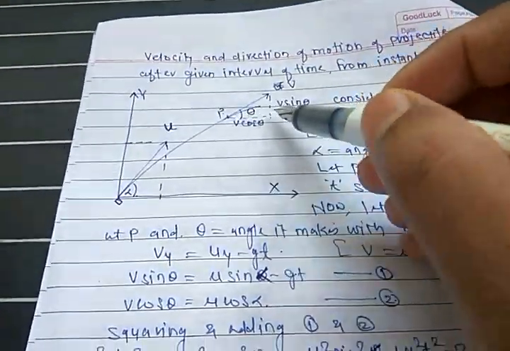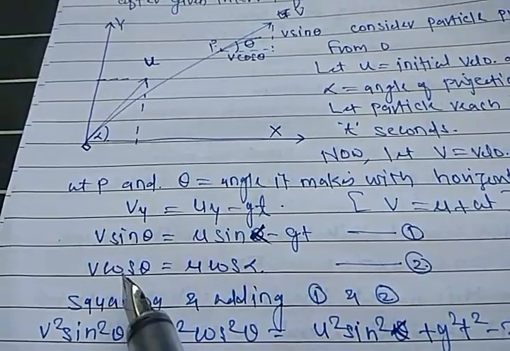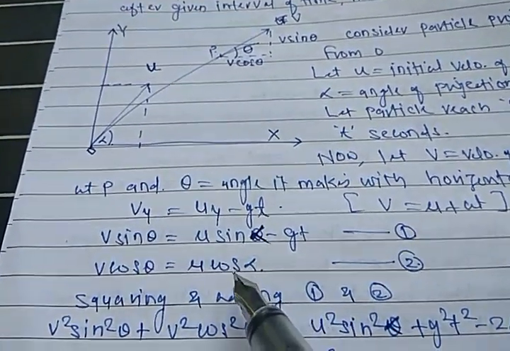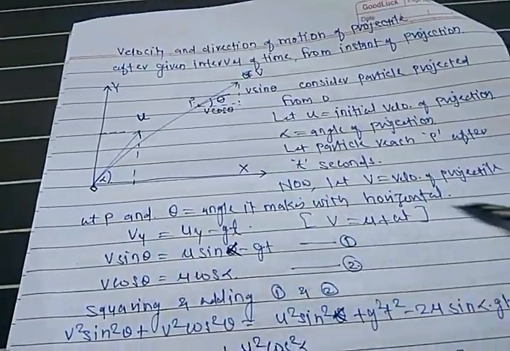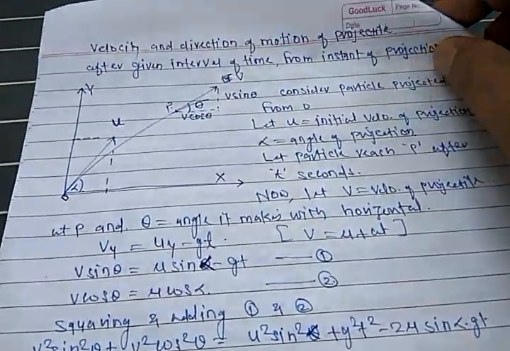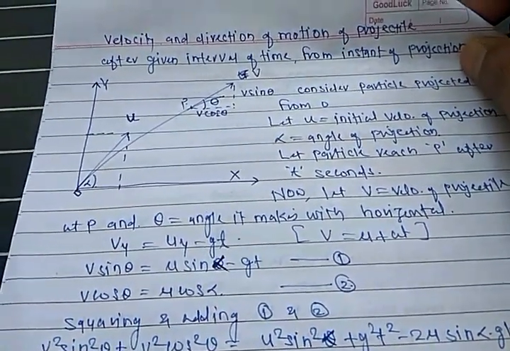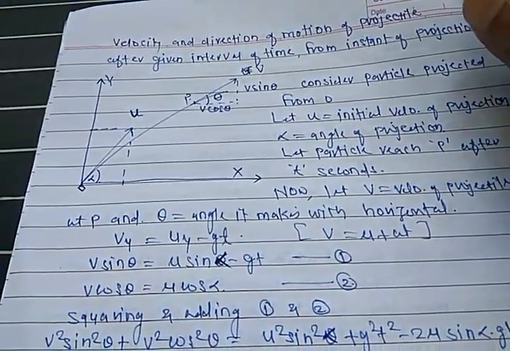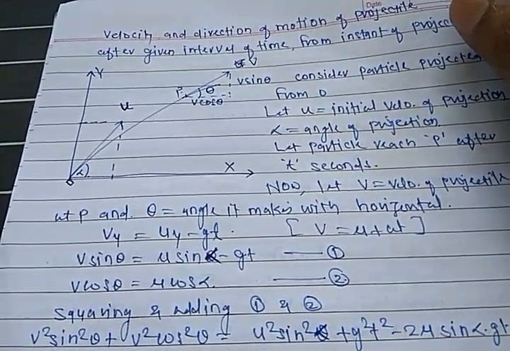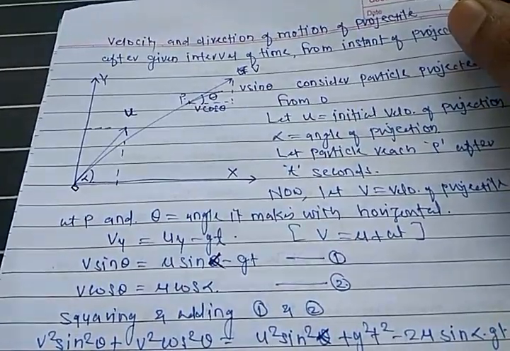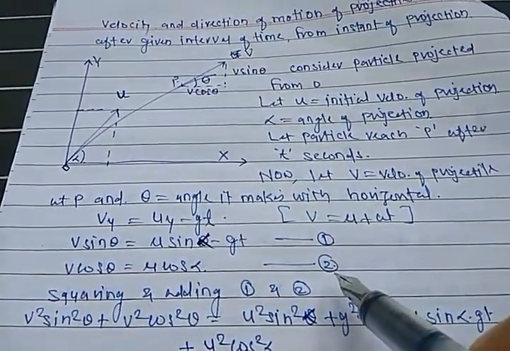Next, the horizontal component of velocity at point P. So v cos theta is equal to u cos alpha. We know the horizontal motion is motion with no acceleration, that is, with uniform velocity. Okay, so u and v horizontal components are practically the same: v cos theta is equal to u cos alpha. So name this as equation number 2.